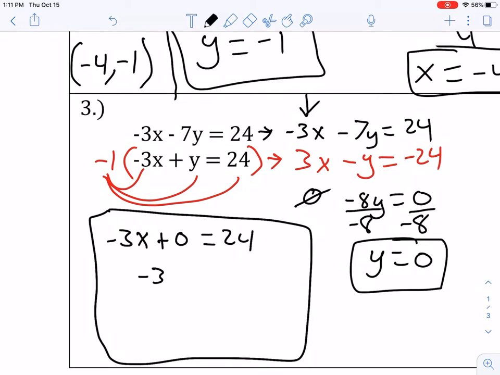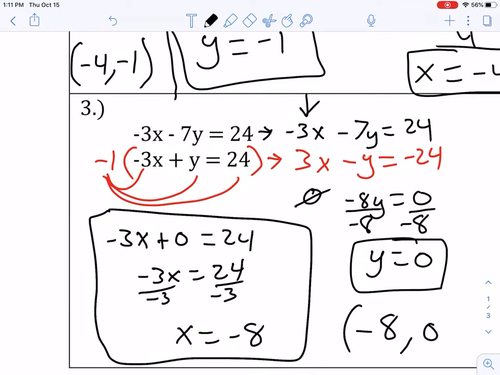Well, that really just means I can write negative 3x equals 24. I can divide negative 3 from both sides, and x equals negative 8. So for this one, my ordered pair is negative 8, comma 0.